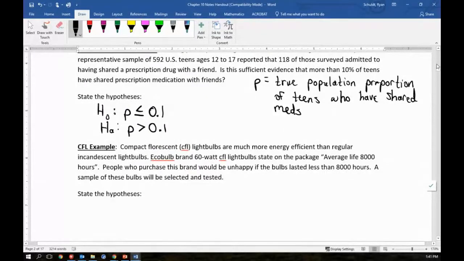Okay, next one. Compact fluorescent light bulbs are much more energy efficient than regular incandescent light bulbs. You know what an incandescent bulb is? I've heard of them. I don't remember exactly what it is. Yeah, it's just your normal white light bulb. You look inside, it's got that little wire that glows when you turn on the power.